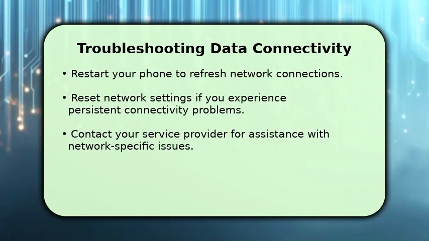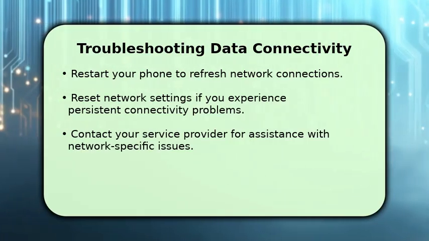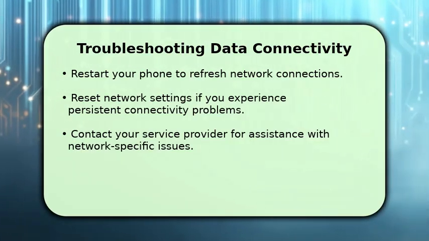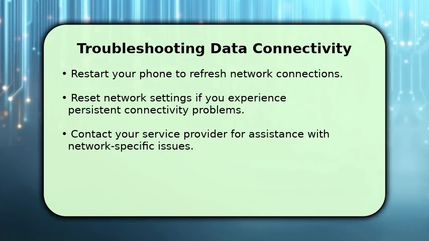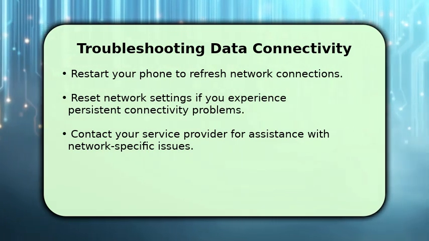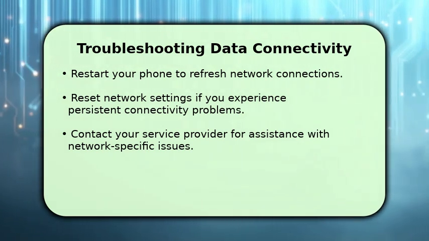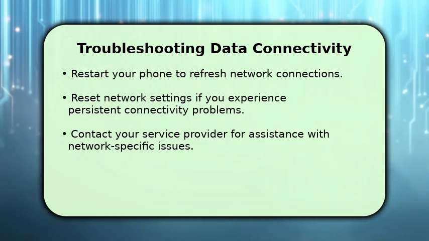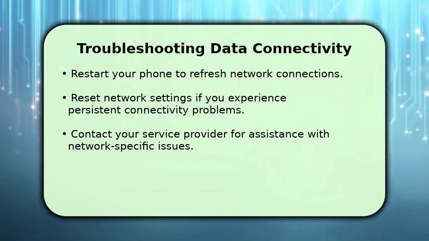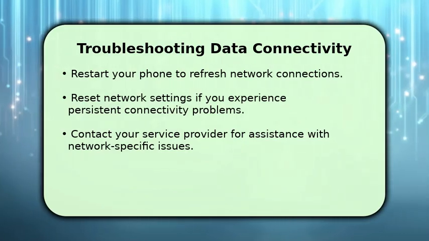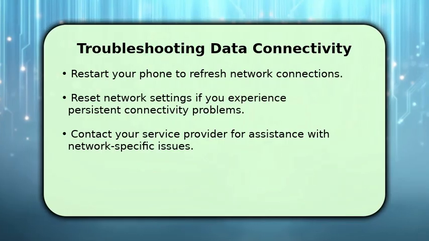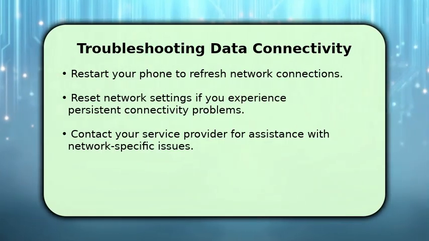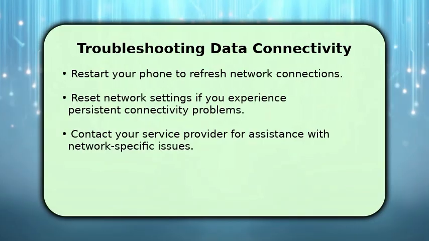Encountering connectivity issues can be frustrating, but many are easily resolved. A simple restart of your phone often refreshes the network connection and fixes minor glitches. If problems persist, try resetting your network settings. This can resolve deeper configuration issues without affecting personal data. For persistent or complex problems, reaching out to your service provider is always the best next step.